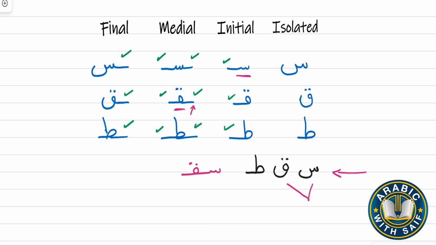Second, we will check the relation between Qaf and Ta. If Qaf in the middle, it can connect to any letter after. And letter Ta at the end can connect to any letter before. So both will get connected. And this will be the final form for this word. Let's read it. Saqat. Saqat means fall or fail. It depends on the sentence.